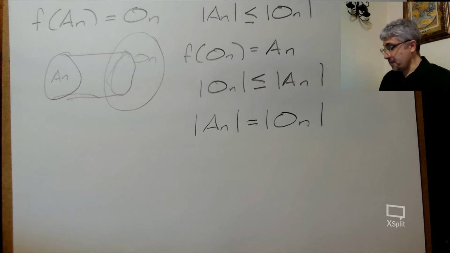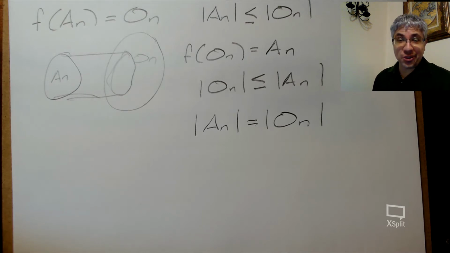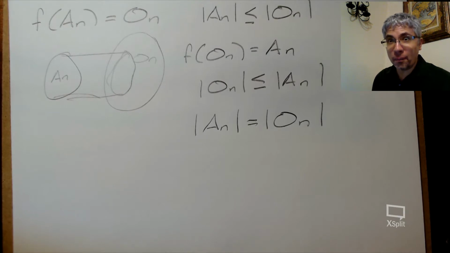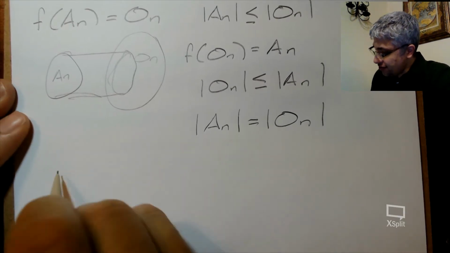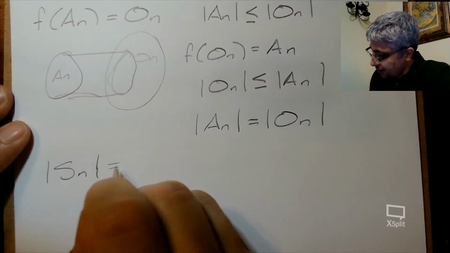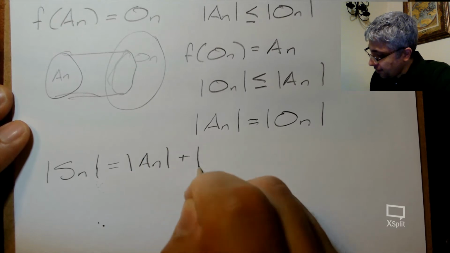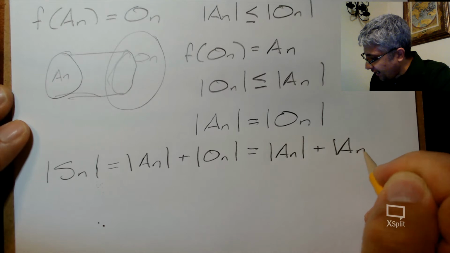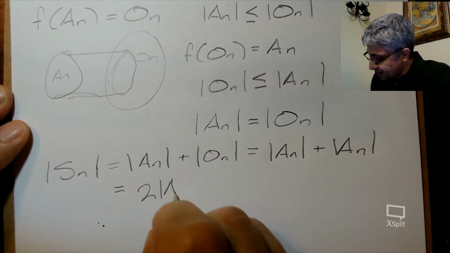Hello, students. So we just said that the number of even permutations is the same size as the number of odd permutations. And we know that every permutation is either odd or even. So if I add up the even permutations and the odd permutations, I have to get all possible permutations. So I know that the size of Sn is equal to the size of An plus the size of On, which is the size of An plus the size of An, which is 2 times the size of An.